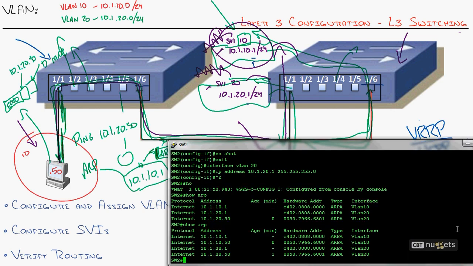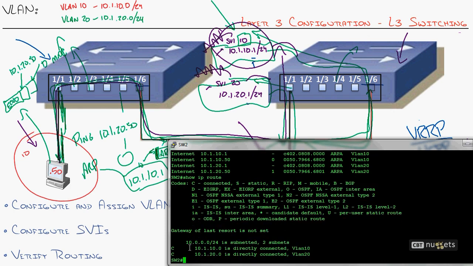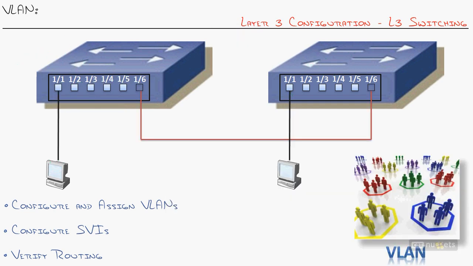This switch really is a router. I can do a show IP route, verify that it has a routing table. Notice it's got connected interfaces, one in each VLAN. I mean, as you get bigger, this thing can run routing protocols. It really is a nice full-featured router. So layer 3 switching in all its glory.